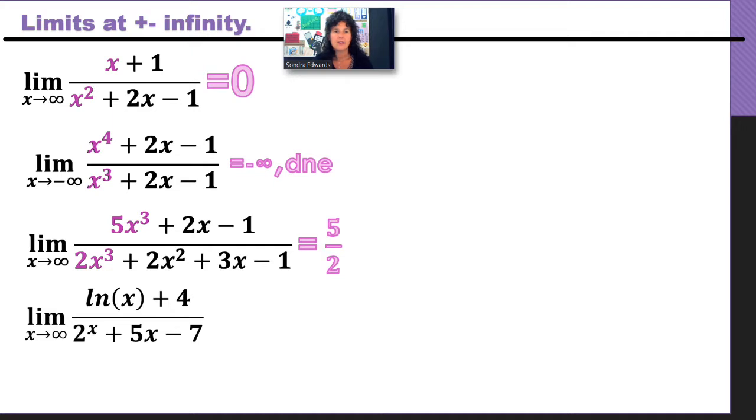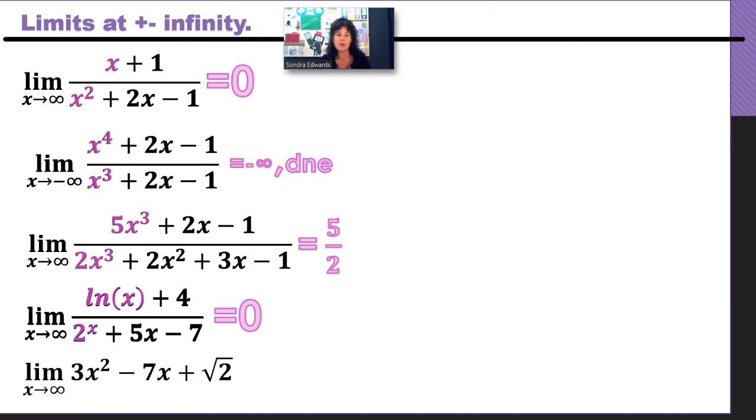Next, I have a function that is not a rational function because we don't have a polynomial like we did in the first, second, and third example in the numerator and denominator. But the bigger picture, this one is kind of like the first one because the denominator would be getting bigger faster than the numerator. Logarithms get larger very slowly. Exponential functions get larger very quickly. So since the denominator is getting bigger faster, this is going to equal 0.